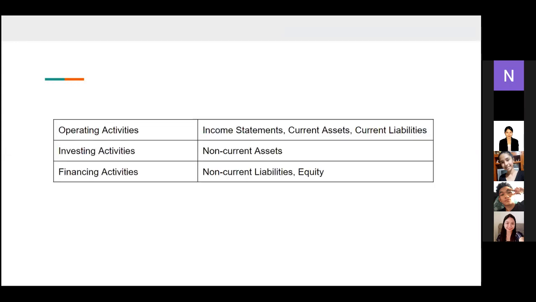Ano na lang, para madalian kayo sa pag-identify kung operating, investing, or financing siya. Ayan, meron tayo dyan. Kapag operating activities, tandaan lang natin na ito yung accounts from income statements, current assets, and current liabilities. And kapag investing activities naman, non-current assets. And sa financing activities, ito yung sa non-current liabilities and sa equity.